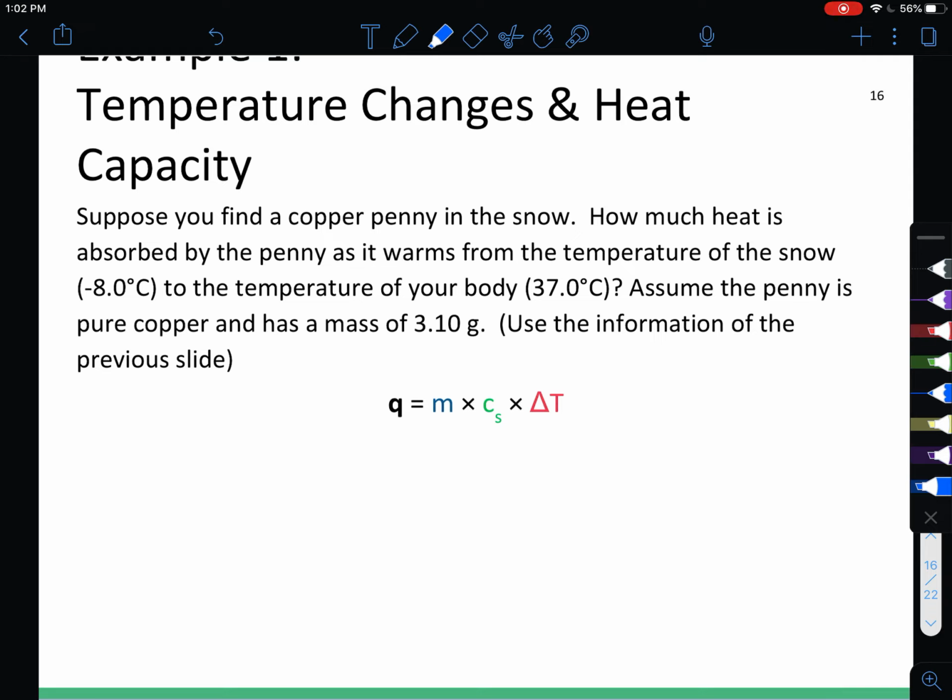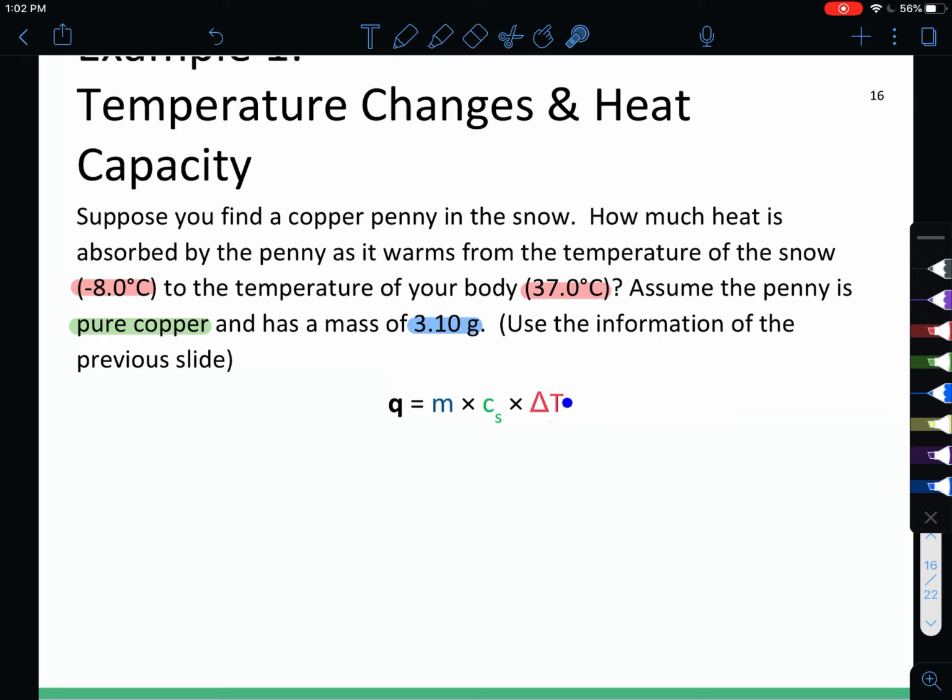Suppose you find a copper penny in the snow. How much heat is absorbed by the penny as it warms from the temperature of the snow, which is 8 degrees Celsius, to the temperature of your body, 37 degrees Celsius. And we will assume the penny is made of pure copper and has a mass of 3.10 grams. All right. So we have mass of 3.10 grams.